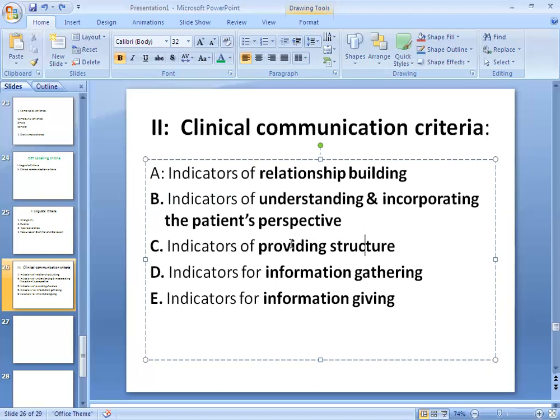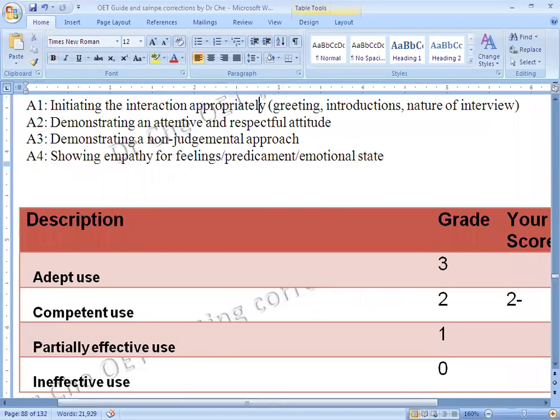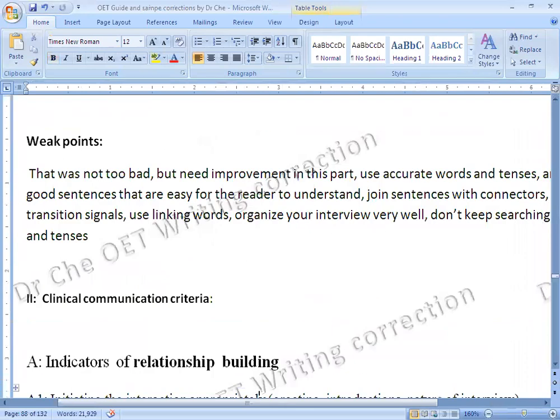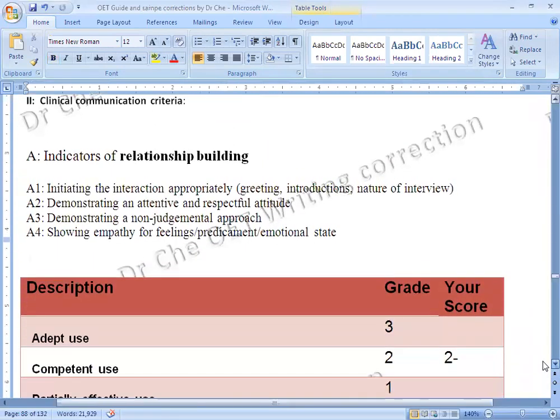Number three is providing structure. I will explain what providing structure is, and also gathering information and giving information. So there are set rules, set criteria, and set sub-criteria to explain these things to the patient to get a B grade in OET speaking. Okay. So the first one is relationship building. What are these things?